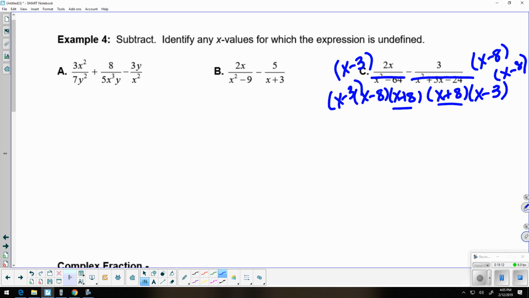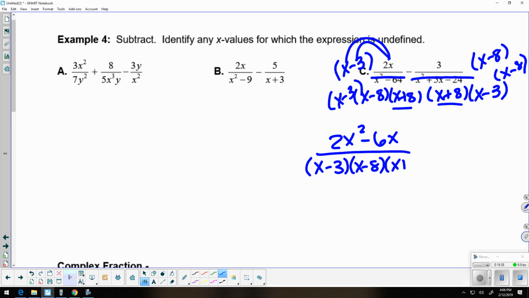Okay, so doing the multiplication. First fraction, distribute on top 2x to both terms. So that'd be 2x squared minus 6x. And my denominator again is all 3 binomials, all 3 of these guys.